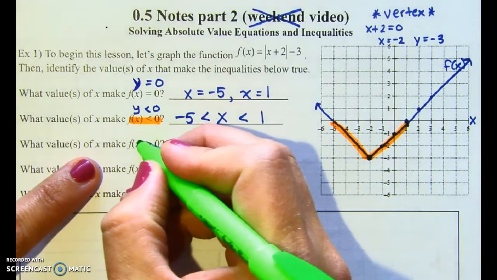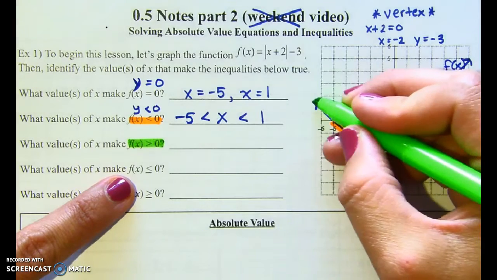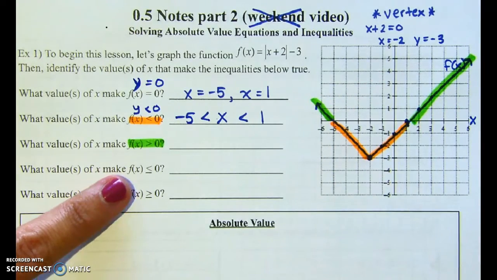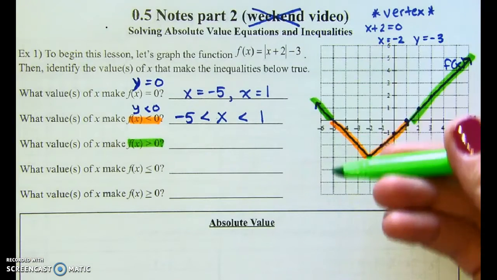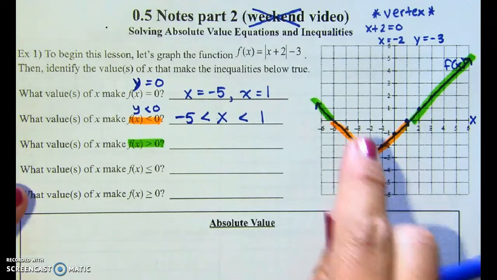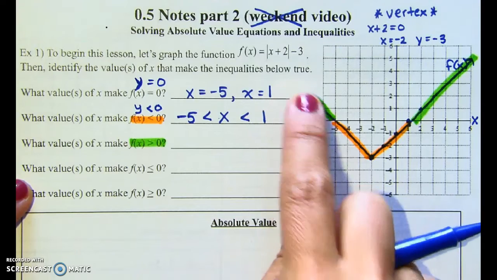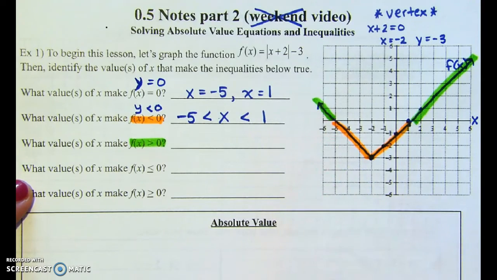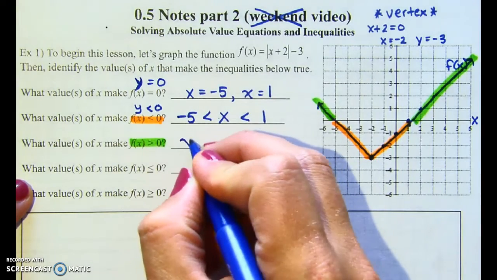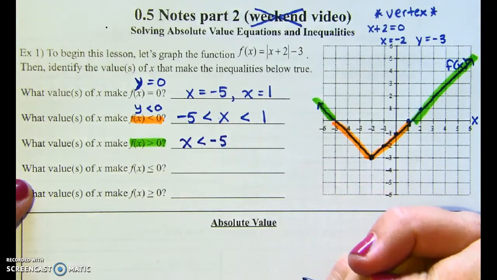What values of x make y greater than 0? So do you agree these points are above 0 and these points over here are above 0? So we're looking at y values. So the green highlighted are above 0. How do we describe all of these numbers? You see how that arrow is going to the left? What are all the numbers to the left of -5? All the numbers to the left, we would say x is less than -5.